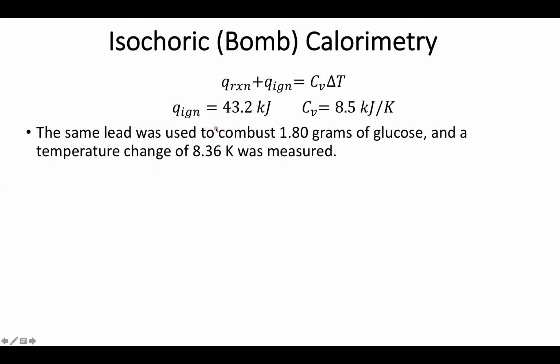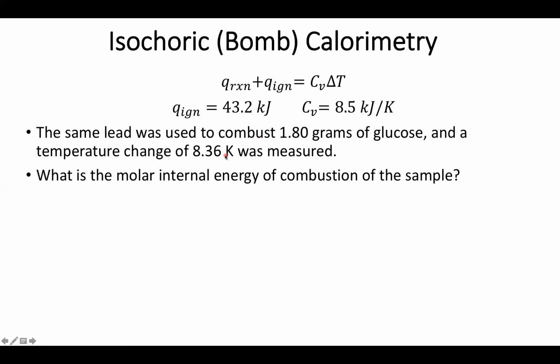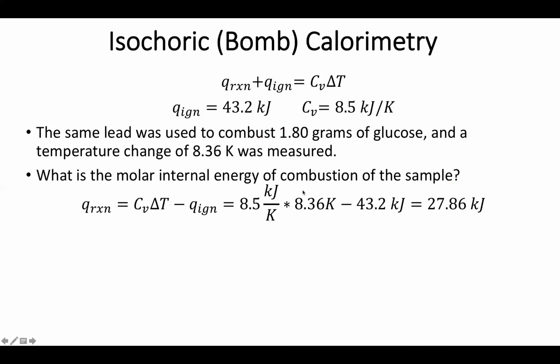So let's use this to figure out how much energy is produced by the combustion of 1.8 grams of glucose, which I throw in my sample chamber and ignite for 120 seconds, and I see a temperature change of my calorimeter of 8.36 Kelvin. So how can I use this temperature change to determine the molar internal energy of my sample? The first thing I'm going to want to do is figure out the heat of reaction, or the heat introduced to my sample chamber from the combustion reaction.